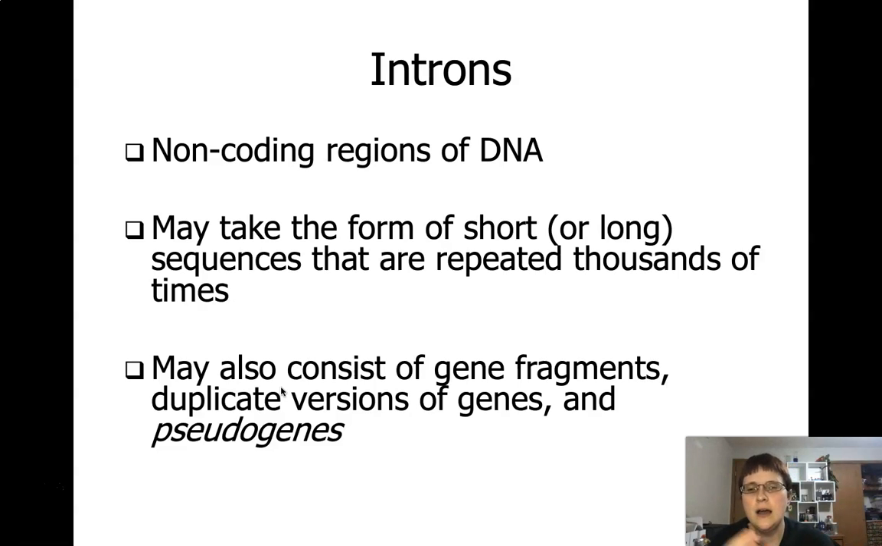We've also got gene fragments and pseudogenes that have come from viruses that have infected our past ancestors and been passed down. We'll talk when we get to microbes about how viruses infect us, but they sometimes infect us by giving us genetic information, and that genetic information can get integrated into our cells.